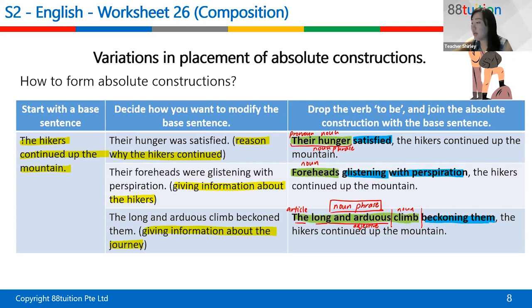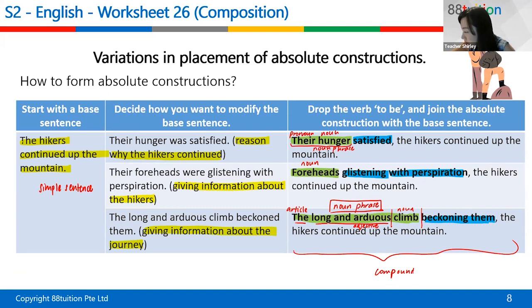That means from a simple sentence, this is a simple sentence, we are now able to transform it into what are all considered compound sentences. So there is variety in the sentence.